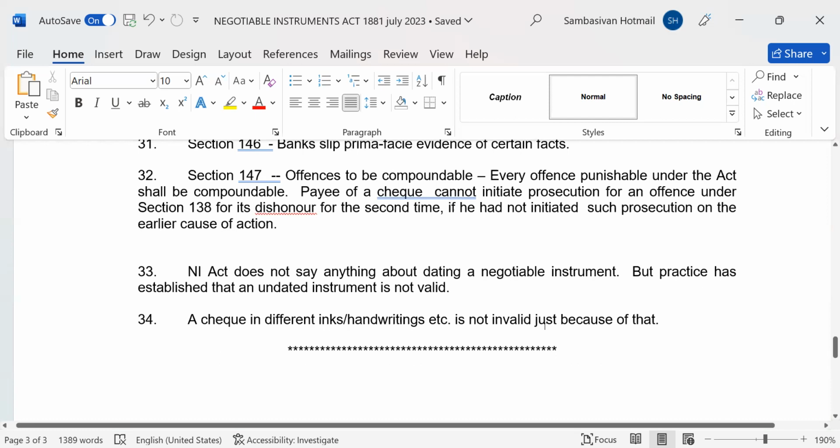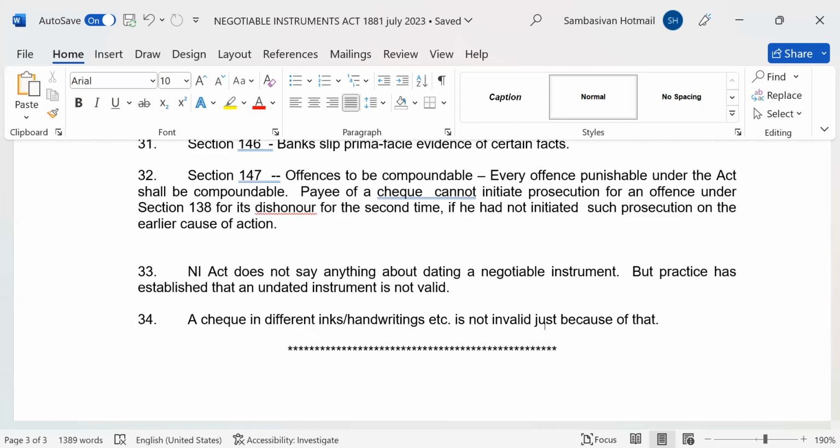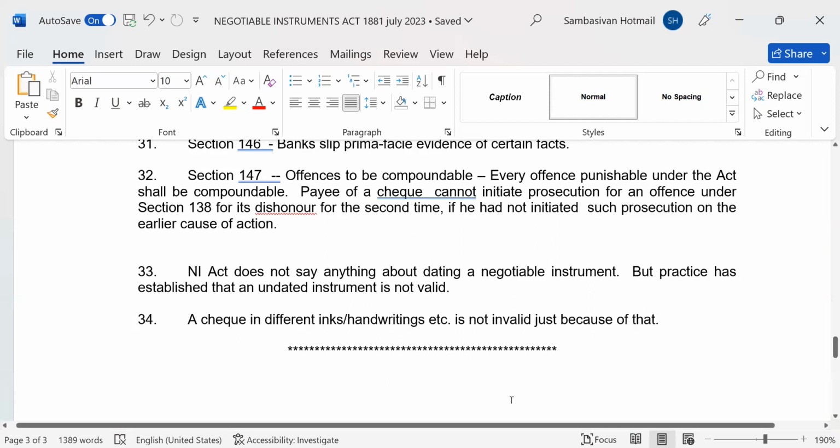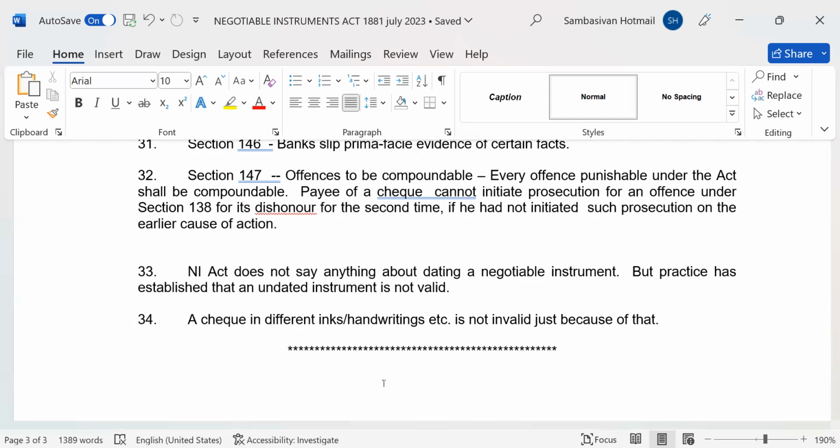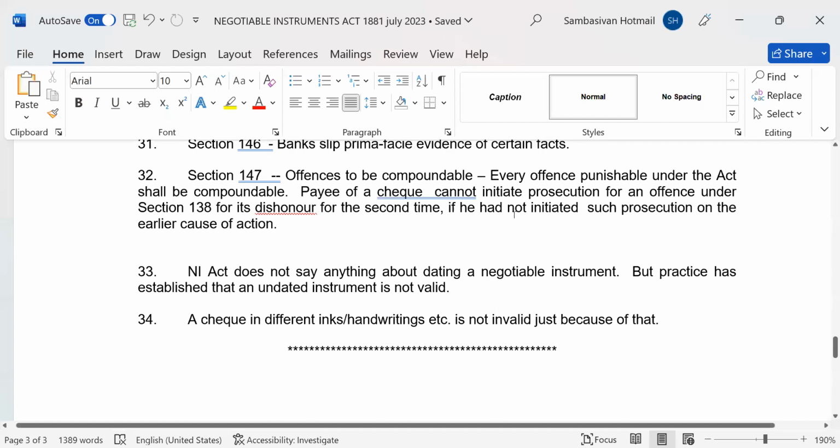Negotiable Instruments Act does not say anything about dating a negotiable instrument, but practice has established that an undated instrument is not valid. A check in different inks, handwriting, etc., is not invalid just because of that. Yes, it can be paid. Supposing a check is returned, half of it written in English, half in blue ink and another part in red ink. Even then it can be paid. But that is the rule. In practice, the bank will think before paying.